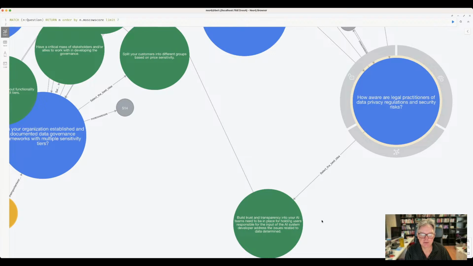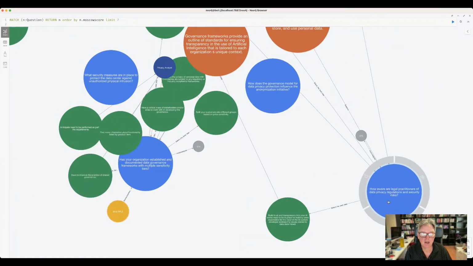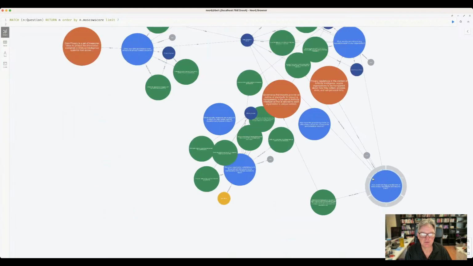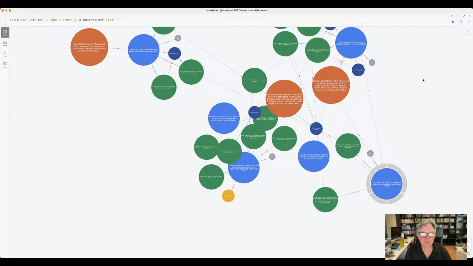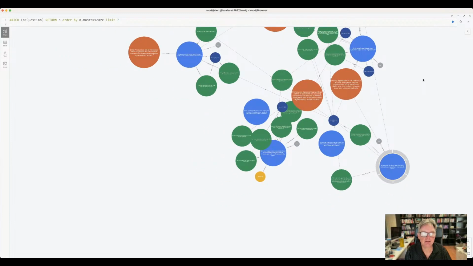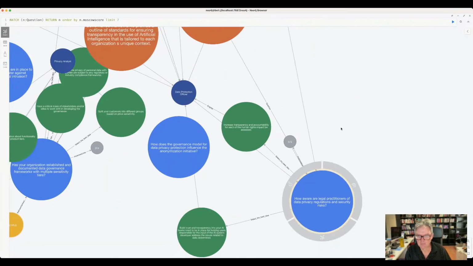And developers address the issues related to the data, and how is that determined? Make sure it's doing that. How aware are legal practitioners? Again, data protection officer we have here. Lawyer was in there somewhere as well. It's not linked to this one, but lawyer is one of the job roles that are in there as well.